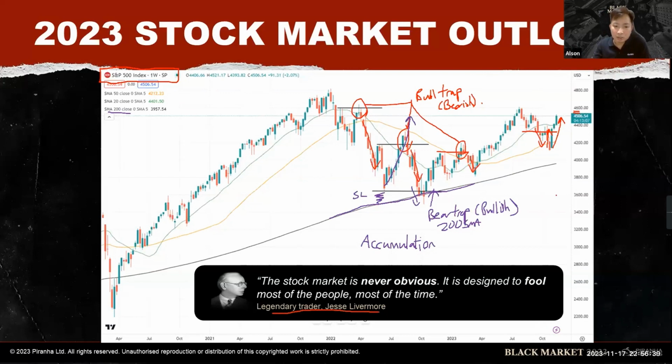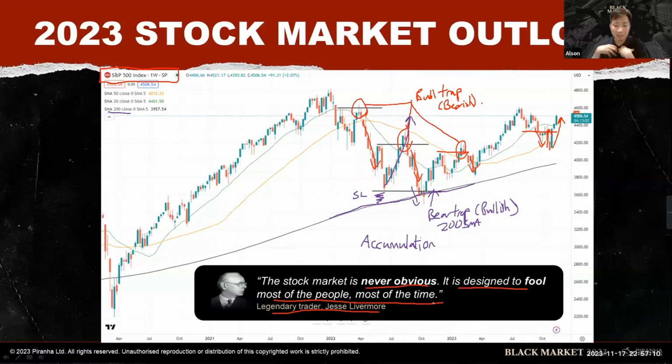He mentioned that the stock market is never obvious. If the stock market were obvious, that means good news you buy, bad news you sell. It's designed to fool most people most of the time. That means if you buy when there's good news and sell when there's bad news, you always buy high and sell low. You understand? The key thing is to focus on the price action, and not just the price action, but understand what the big boys are doing.